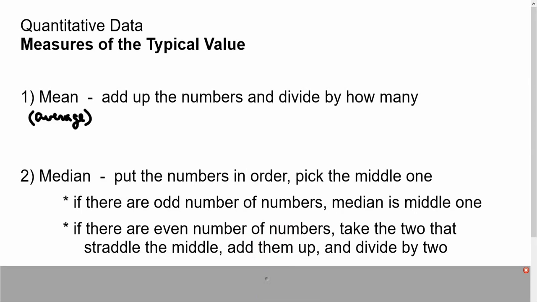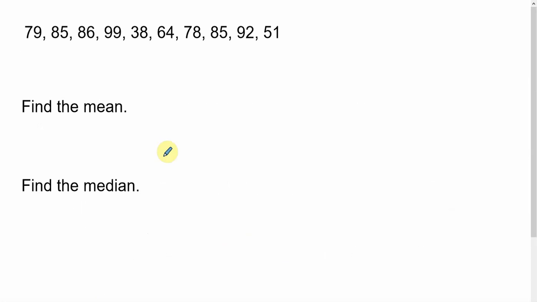And so what you do is you take those 2 numbers that are in the middle and you add them up and divide by 2. And what that will do is just give you halfway in between those 2 numbers. Let's do an example like that. So here's a list of test scores.